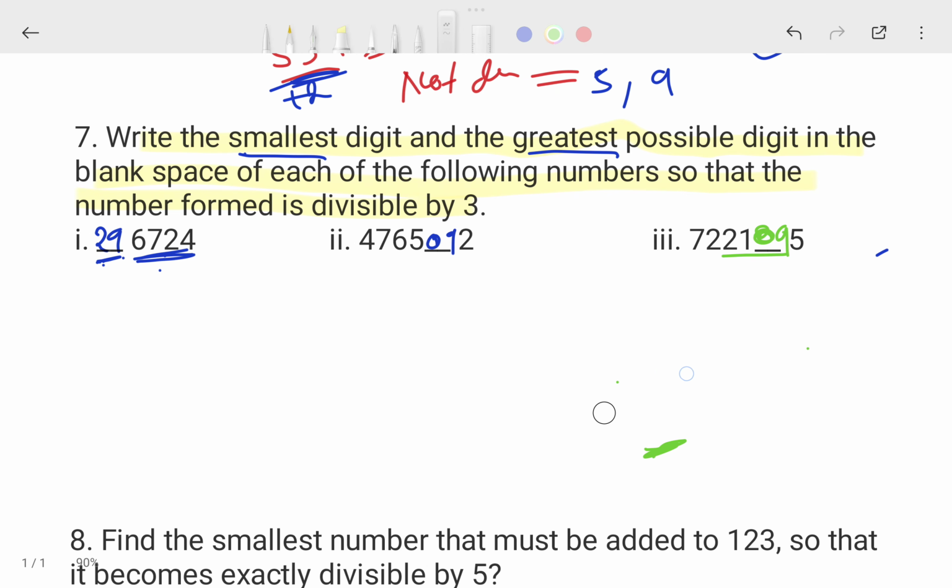Otherwise, if you don't want to write this one, you can write 1 and 7 also. So 18 plus 1 is 19, 19 plus 7 is going to be 26. But it is not possible. Only this one is possible. So 0 and 9, you can write 0 and 9. Okay, the 7th one is clear.